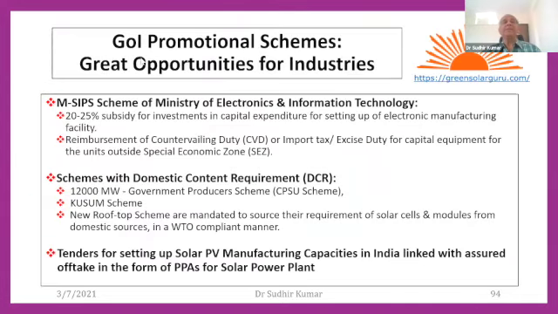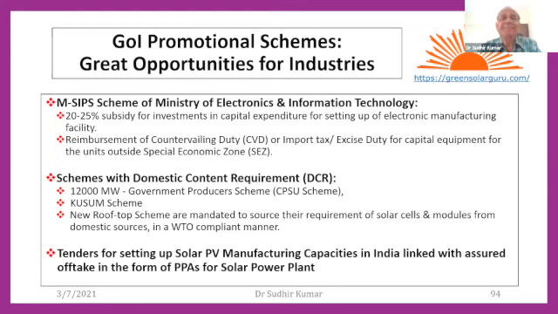Now I am repeating this. Last time I had shown you Government of India promotional schemes. Many people have joined newly today, so that they will know the great opportunities for industries. There is MSIPS. If you search this MSIPS on the website, you will find the whole policies given there. And you will find 20 to 25% subsidy is being provided by the government on capital expenditure. This is a huge amount.